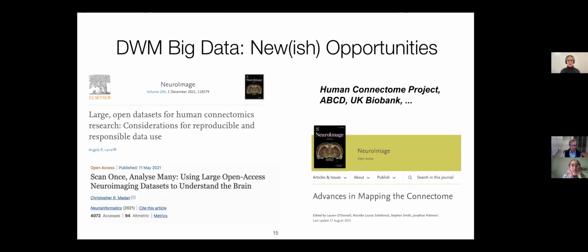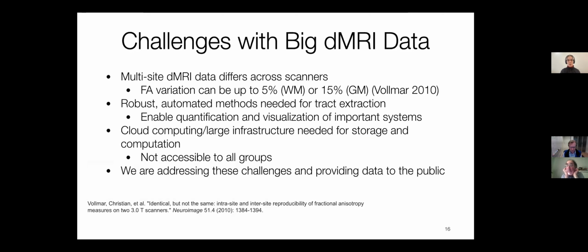As probably most of us are familiar, there are new-ish opportunities in these large open data sets that are being released and being acquired. On the left, you can see some recent publications that are starting to review the ethical considerations for responsible data use and the best practices for using this data. And in the bottom right, you can see that we have a special issue coming out soon in NeuroImage called Advances in Mapping the Connectome, and I'm one of the guest editors of that. There are a lot of cool articles in there that have already come out and some that are in process that deal with new results from these large projects, such as the Human Connectome Project, the ABCD Project, the UK Biobank, and more. So we're in this fascinating era where there are these opportunities to analyze this data.